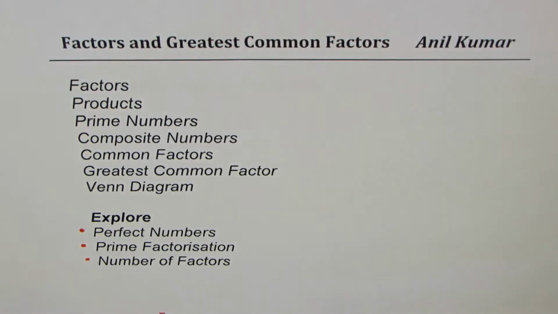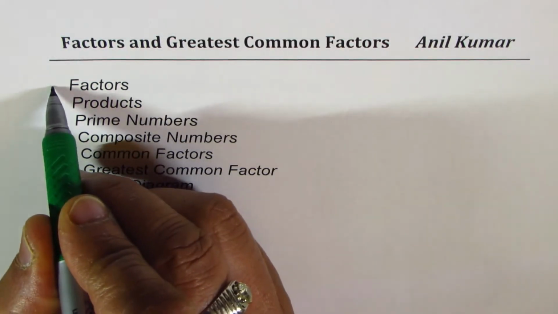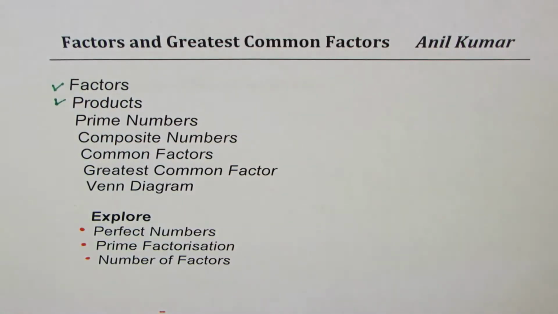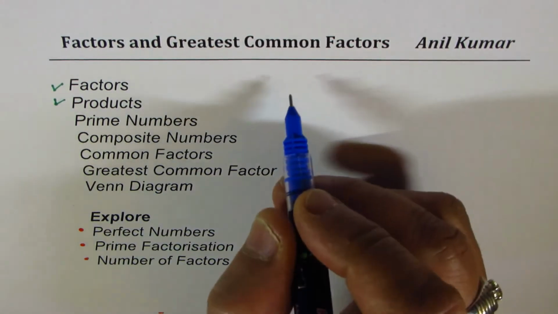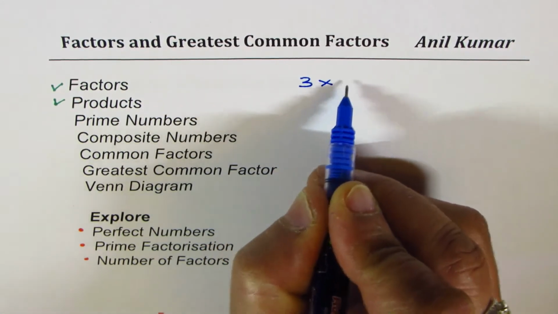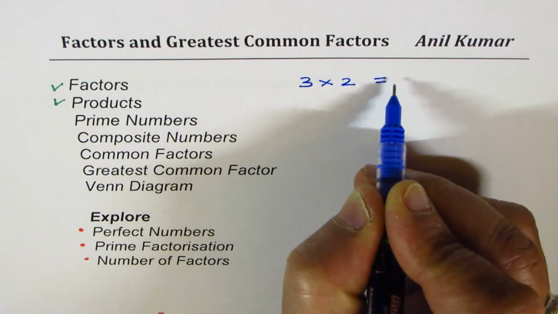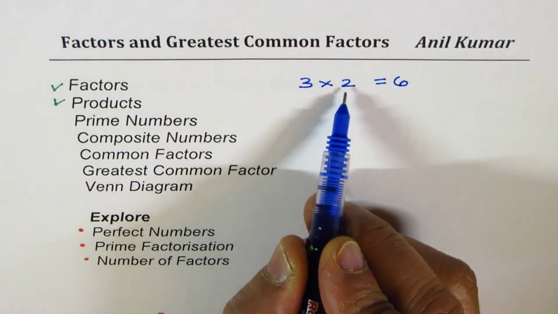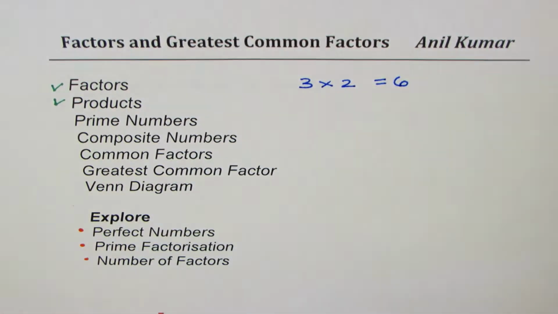Correct? So, let's begin by understanding what are factors and how are they directly related with products. So let me take very simple examples. Let's say if I multiply two numbers, that is, let's say 3 times 2. Now 3 times 2 is 6. So these two numbers which we multiply are called factors.